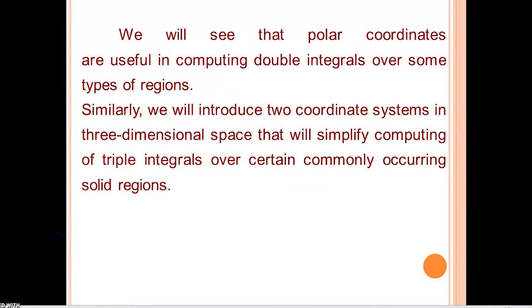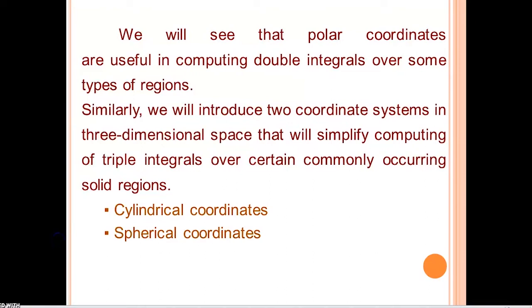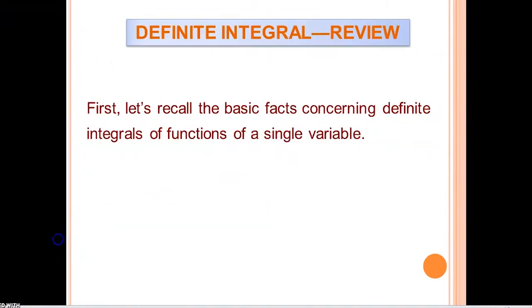We'll see that polar coordinates are useful in computing double integrals over some types of regions. We have seen this in the previous year. Similarly, we will introduce two coordinate systems in three-dimensional space that will simplify computing triple integrals over certain commonly occurring regions. The first is the cylindrical coordinate system, and the second is the spherical coordinate system.